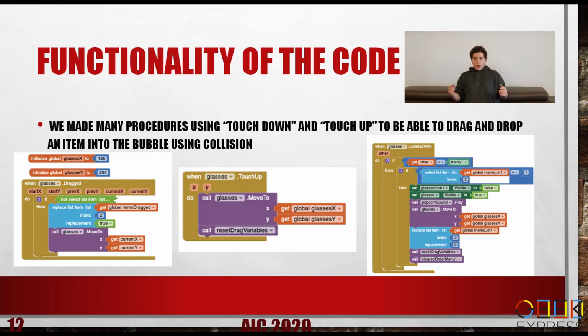We made a procedure that will create the customer's order and randomize it. We created a list which contains each of the items and the coins using a procedure called prepared menu 1. We randomized the menu and the appearance of the customers. We created many procedures for all the items using the drag and touch up functions. So when we drag the item, it will follow our finger, and when we release our finger, thanks to the touch up function, the item will return to its initial position.